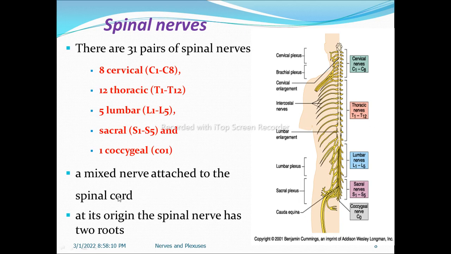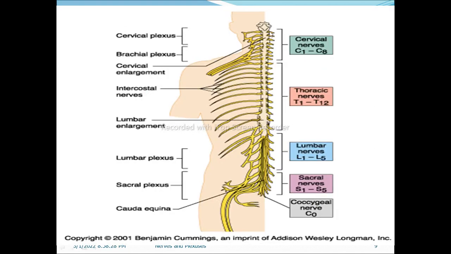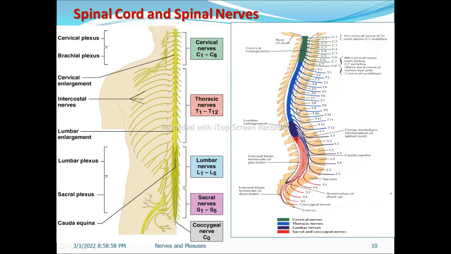So these are mixed nerves attached to the spinal cord. These nerves arise from the spinal cord, and at their origin the spinal nerve can be divided into two roots. The one is the anterior root, the other is the posterior root, or we can say anterior can be called ventral and posterior can be named dorsal. So this is the cervical, this is thoracic, T1 to T12, and this is lumbar, and this is sacral. Finally there is coccygeal.